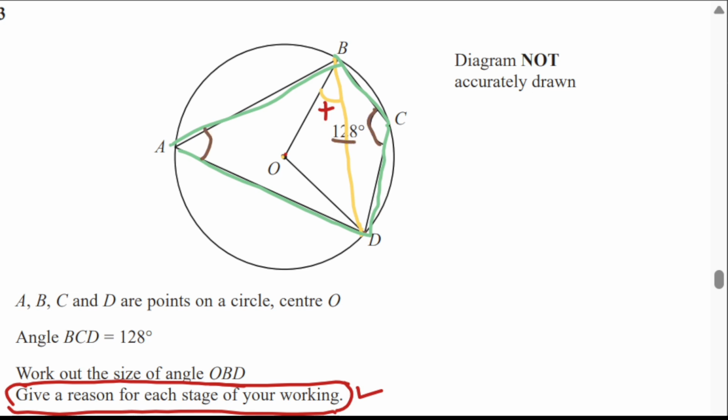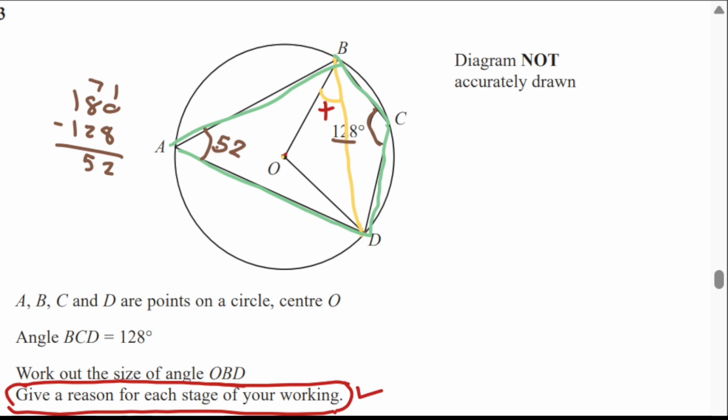128 plus this makes 180. So we can just do 180 minus 128. That gives you 52. So this is 52. And you need to say, because it's a cyclic quadrilateral, each two opposite sides add up to 180.